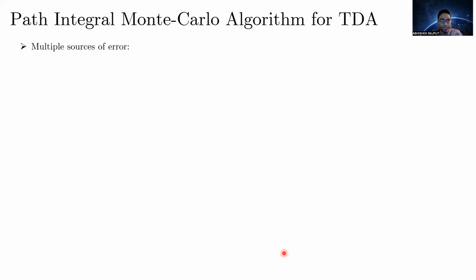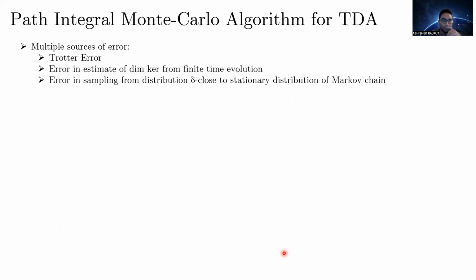So this whole procedure has multiple sources of error. There's the Trotterization error. There's the error in estimating the dimension of the kernel from doing a finite time evolution, because remember we had to plug in t approximately log 1 over epsilon over the spectral gap, so this would not be an infinite time evolution, and there's an error associated with that. There's an error in sampling from a distribution that's delta close to the stationary distribution of the Markov chain that I referred to in the previous slide. And there's also just the finite sampling error, in that you're drawing a finite number of samples.